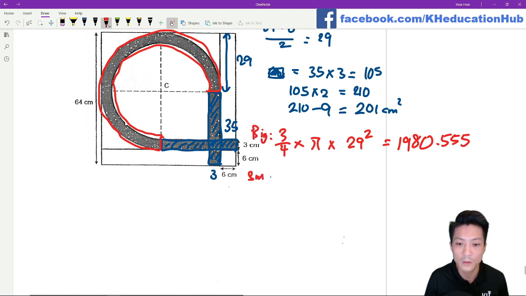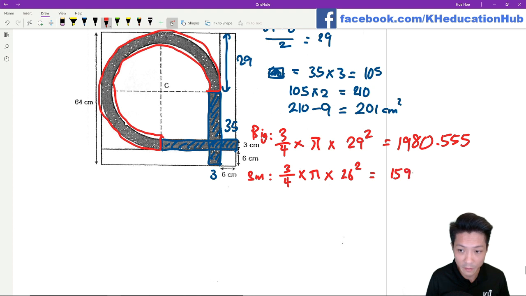Okay, for the small, 3/4 times pi times the radius of the smaller, which would be 29 minus 3, which is 26 squared. That gives 1591.98.